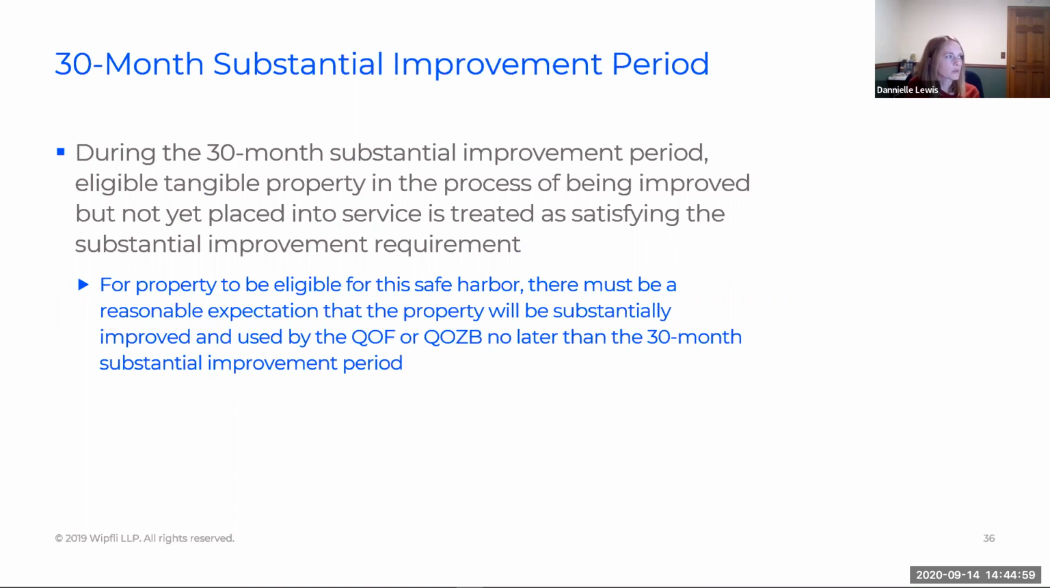So the substantial improvement requirement, that's when you bought a used building and needed to improve the building. You have generally 30 months to improve that basis in the building. And during that time, the testing is paused during that 31-month period, so it doesn't count against you for any of the testing requirements.